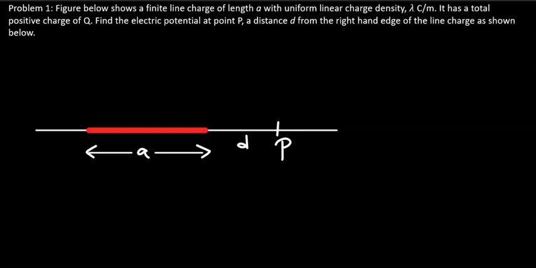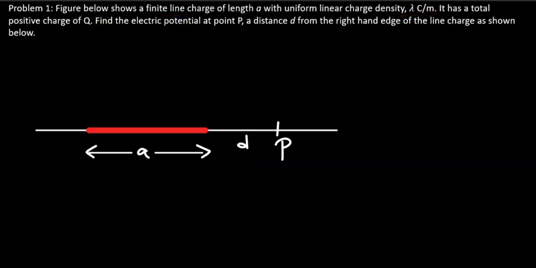The figure below shows a finite line charge of length a. So that is the system right there, with a uniform linear charge density lambda coulomb per meter. It has a total positive charge of capital Q. Find the electric potential at this point, a distance d away from the right-hand edge of that line charge.